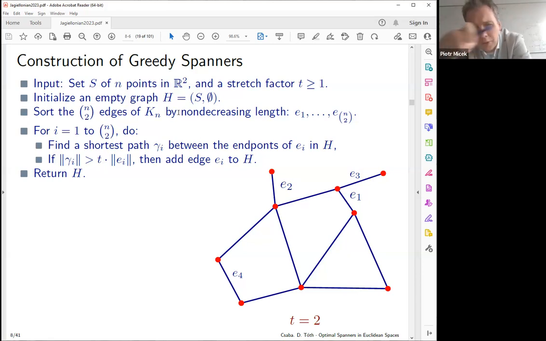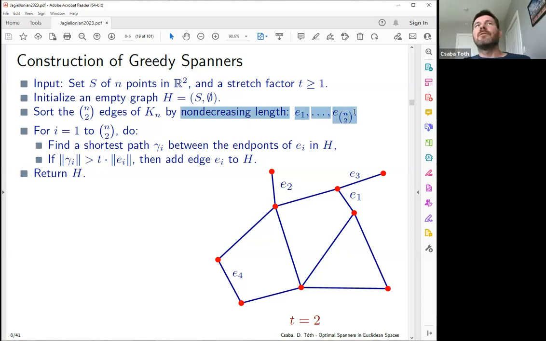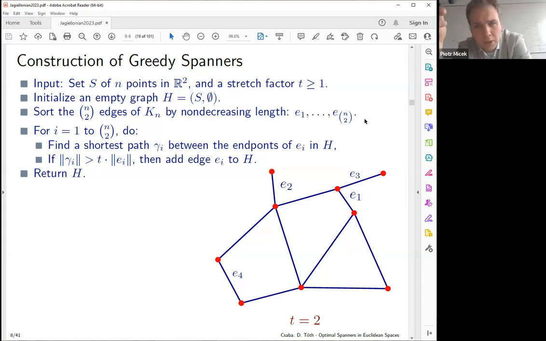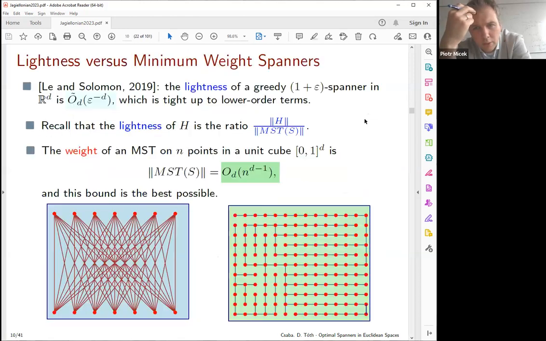So here the order in which you introduce the edges is clear. Yeah, this is the order. But what is the order? Non-decreasing order of the point pairs. But what is the order in this other algorithm, the Yau graph?